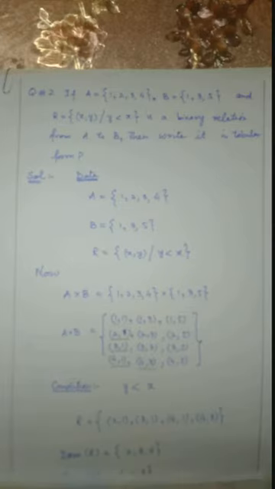And now if you want to find the domain and range of this binary relation, the domain is 2, 3, 4 and the range is 1 and 3.